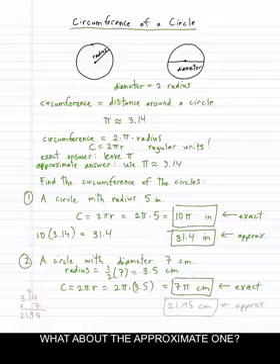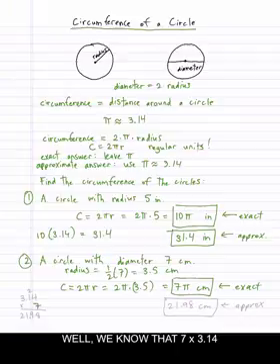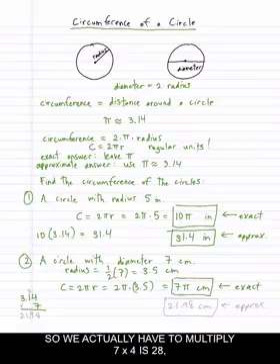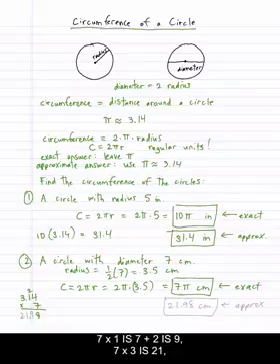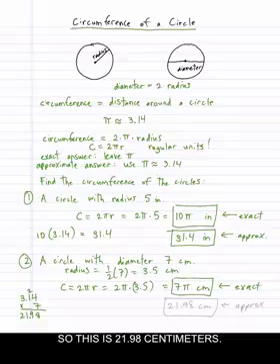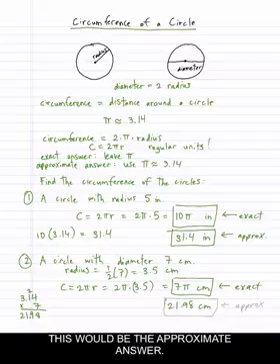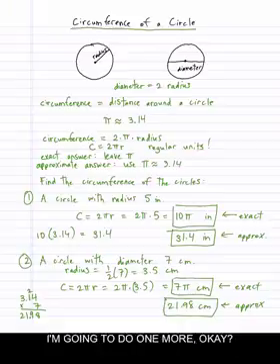Okay, what about the approximate one? Well, we know that 7 times 3.14 would give us the approximate answer. So we actually have to multiply. 7 times 4 is 28. 7 times 1 is 7, plus 2 is 9. 7 times 3 is 21. So this is 21.98 centimeters. This would be the approximate answer. I'm going to do one more. Okay? This time, if we're given a picture.